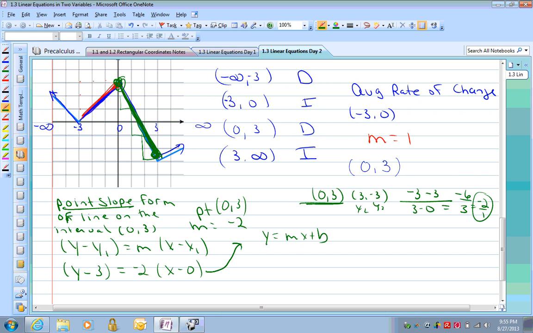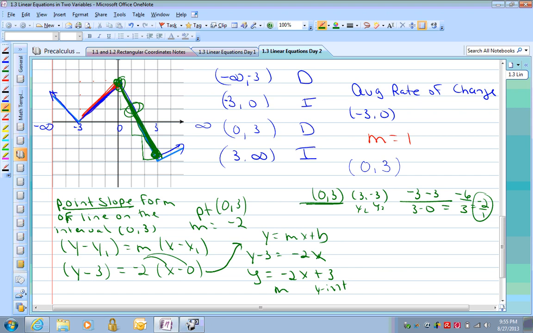To do that, we're going to distribute the -2, so you're going to have y minus 3 equals -2x, and of course -2 times 0 is just 0. Then we add the 3 to the other side, and we get y equals -2x plus 3. That makes sense because this is the slope, and this is the y-intercept in this form. We could have picked any point on this line, and it would have come out the same.